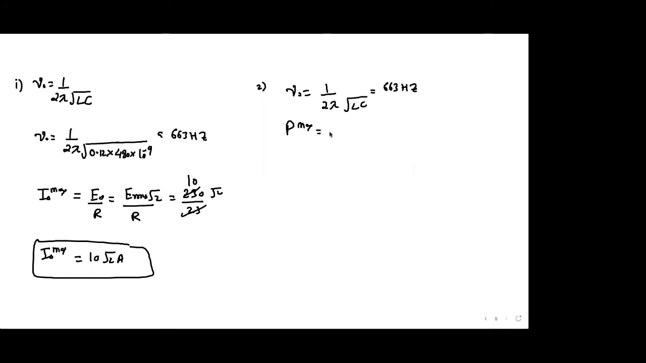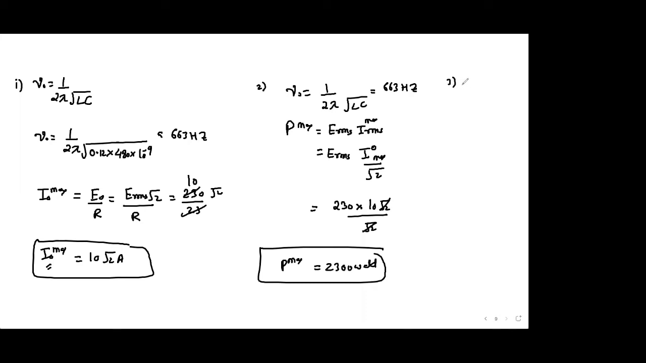It's E RMS into I RMS. You have I naught. So this is E RMS, and this is maximum, by the way. It's resonance, so current is maximum. So this is I naught max by root 2. So how much is E RMS? E RMS is 230. How much is I naught max? That's 10 root 2 divided by root 2. They get cancelled out. So your maximum power is 2300 watt.